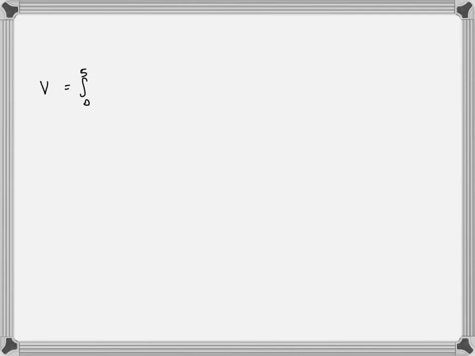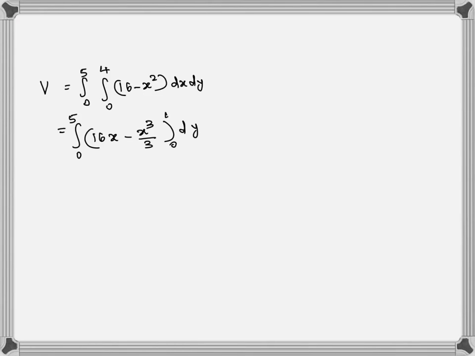So volume V is the integral 0 to 5, 0 to 4, of 16 minus x square. Because I wrote 0 to 4 as my inner limits, I have to take only the x variable as my inner variable. The outer variable is y, dy. If we integrate with respect to x, the inner one becomes 16x minus x cube over 3 between the limits 0 and 4. Then it's the integral 0 to 5 of 16 times 4, which is 64, minus 16 times 64 over 3, lower limit it's 0, dy.